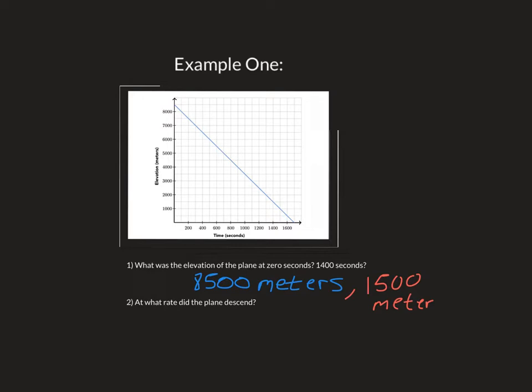So rate is really just another word for slope. So what this is really asking is, at what slope is our line going down? Because our line is representing our plane, right? So what is our slope when we go down? How do we find slope?